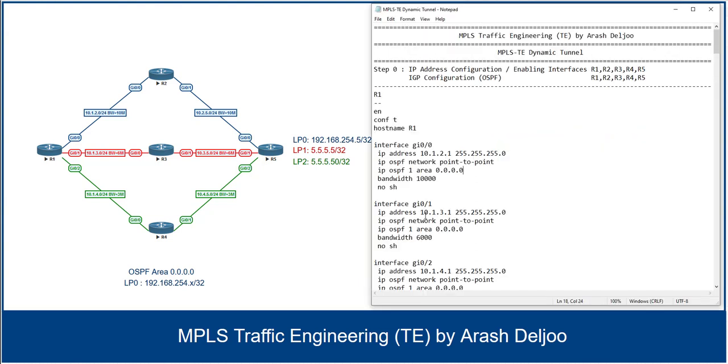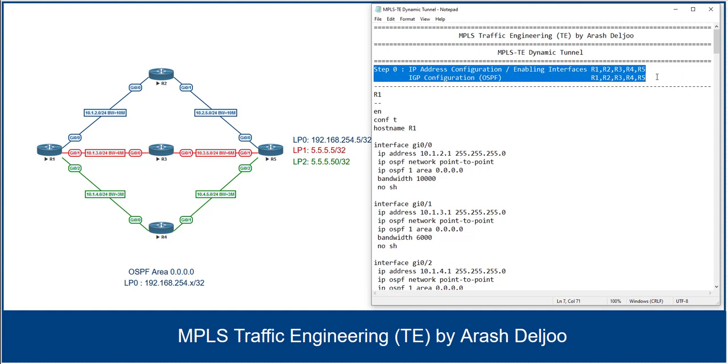This is our text file. Again, we have some steps in this text file. Step 0 is IP address configuration and then enabling interfaces on router 1 to router 5. Step 0 also includes the IGP configuration, here again OSPF, on R1 to R5. I configured all of these steps previously, and you have this configuration.